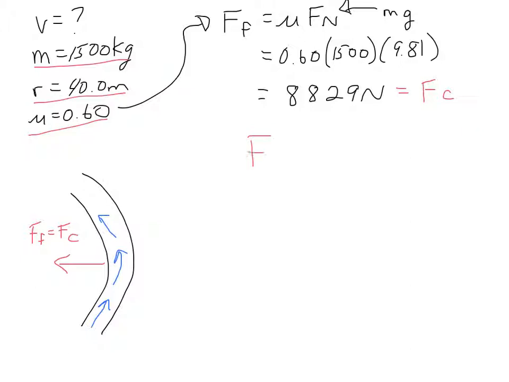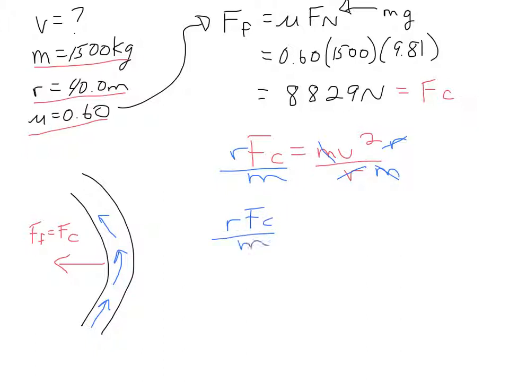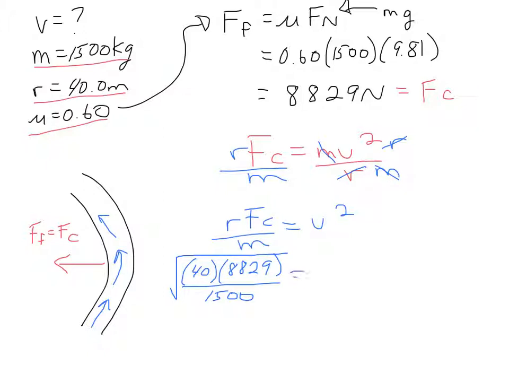We also know that our Fc is going to be equal to mv squared over r. If we multiply both sides by r, we can get rid of r. And if we divide both sides by m, we can get rid of m, which means we're left with Fc over m equals v squared. So I've just put in my numbers here. I have 40 times 8,829 divided by 1,500, and if I take the square root of that, it is going to equal our speed. So our speed in this case is going to be 15.3 meters per second.